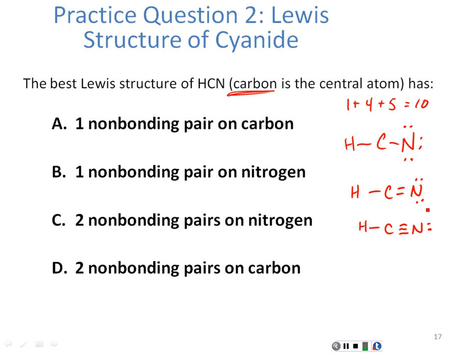So this is now the correct Lewis structure for cyanide. And now let's look at our choices. So what do we have? We have 1 non-bonding pair on nitrogen. So that would be B, would be the correct answer.